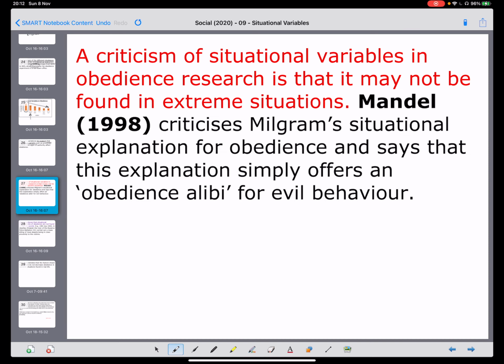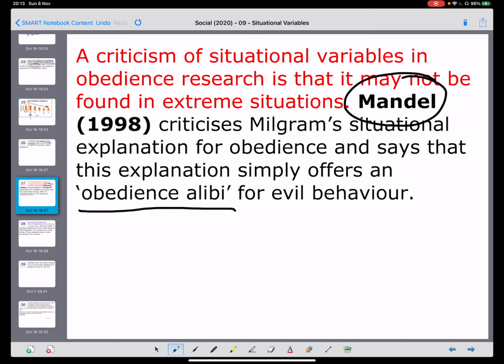Now, lastly, we turn to a criticism, and this is quite an interesting criticism because it's one of the big critics of Milgram. This person's called Mandel, and he's very critical of Milgram for this thing called the obedience alibi. An alibi is a legal way out. If somebody is accused of something and they can quite literally demonstrate that they were not there or couldn't do it, then the chances are that they will have an alibi. So what we find is that Mandel accuses Milgram's research of giving an alibi for the Nazis and the war crimes.